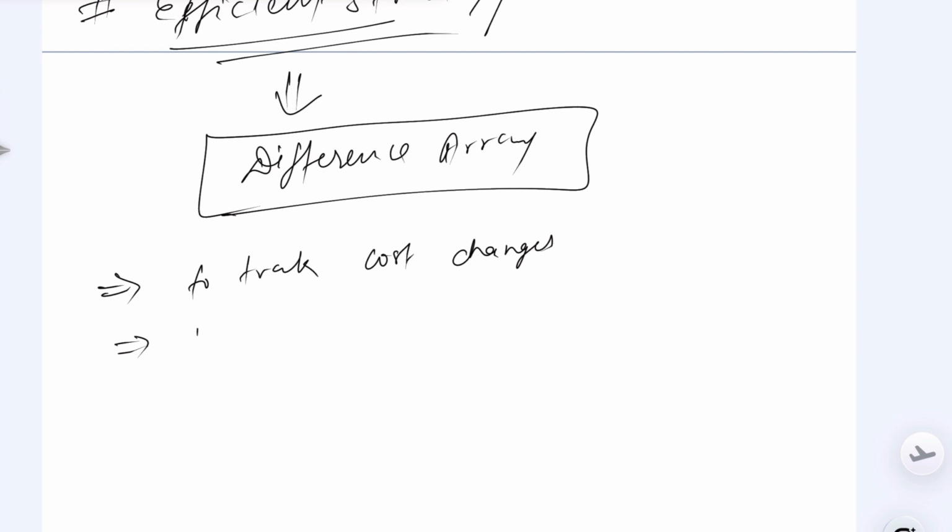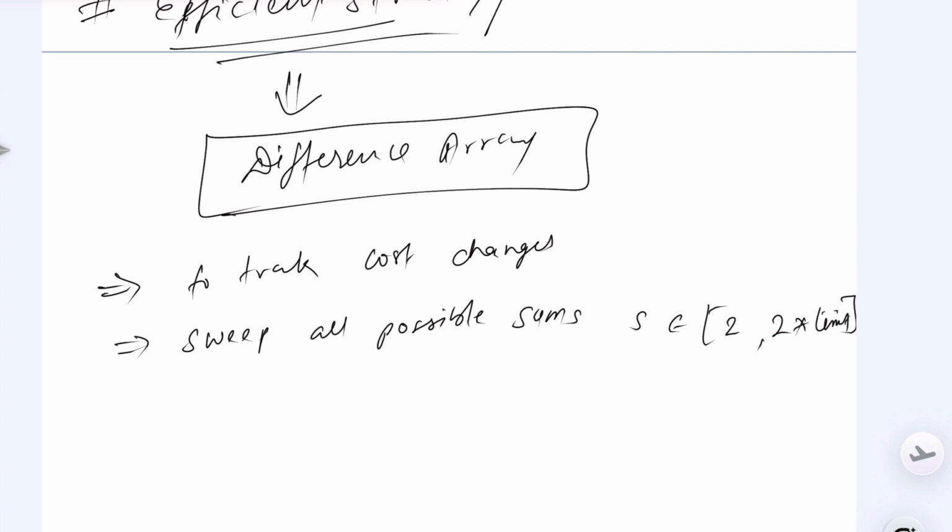Then we'll sweep all possible sums. Let's say S, which should be between 2 and 2 times limit, like this. So that is what we have to do.